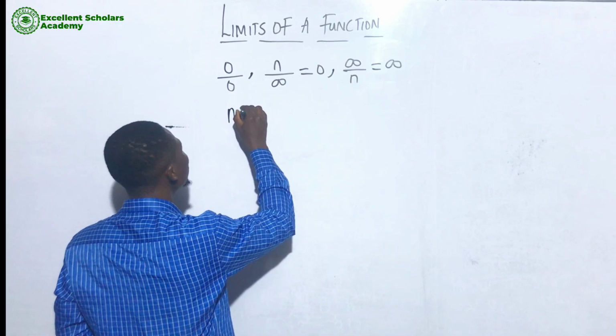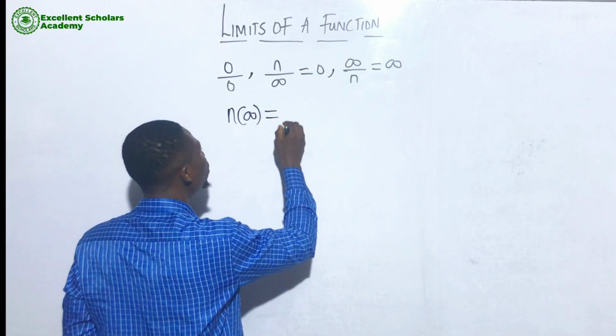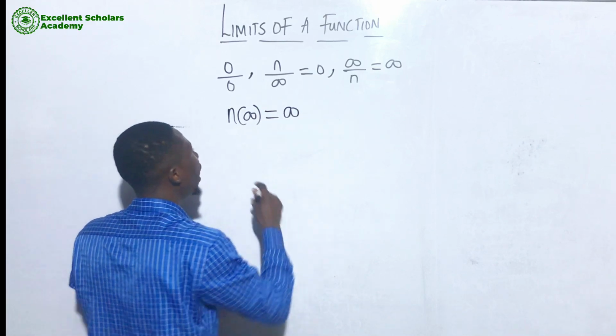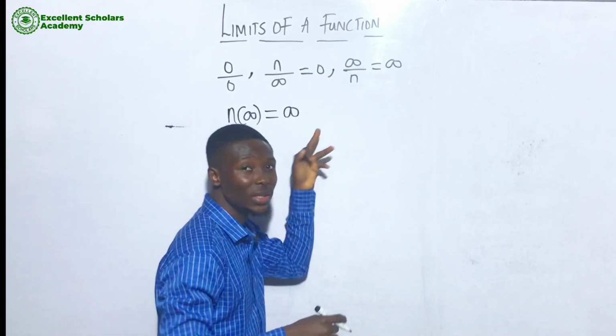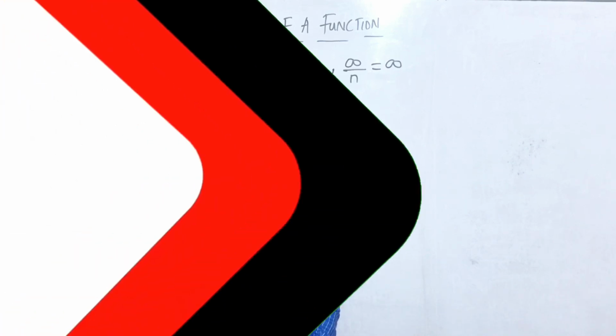And you also have to know that any number multiplied by infinity gives you infinity. Any number multiplied by a large number still gives you a very large number. So we're going to be doing some examples.